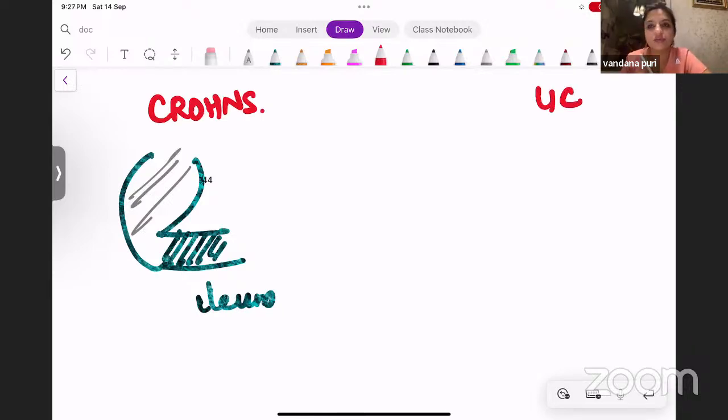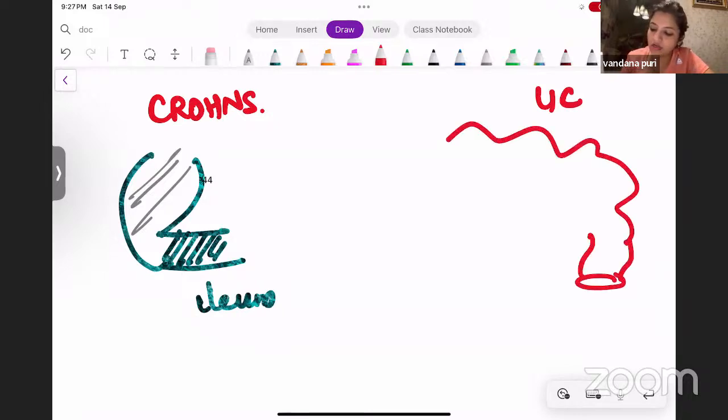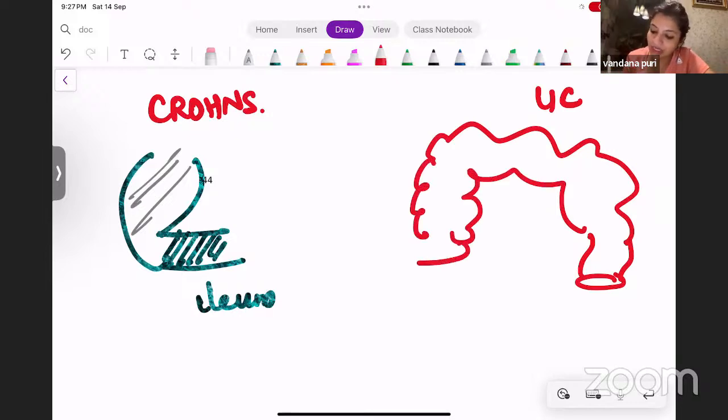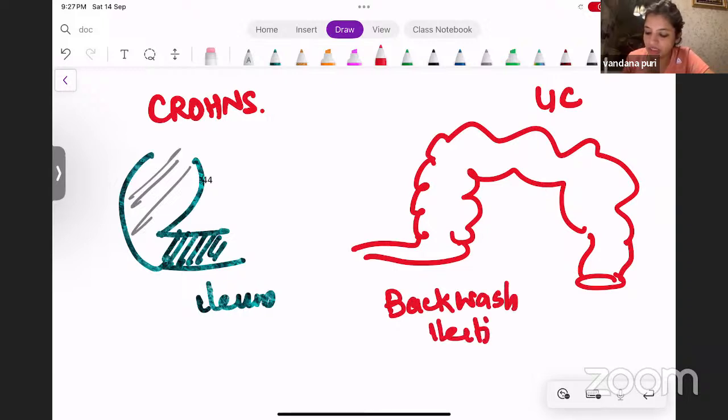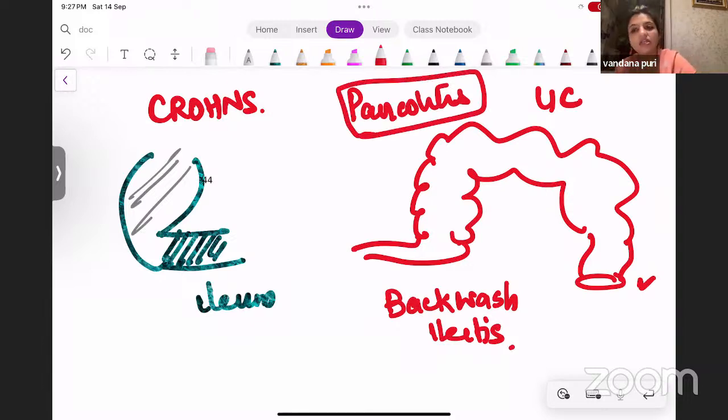Whereas ulcerative colitis usually involves the rectum, or it can involve the whole of the colon. It can cause pancolitis, and sometimes in reverse it can involve the ileum also. If the ileum is involved in ulcerative colitis, it is called backwash ileitis. Remember, majority of the time it involves the rectum, or the whole of the colon, which is called pancolitis, and then it can involve the ileum, which is called backwash ileitis.